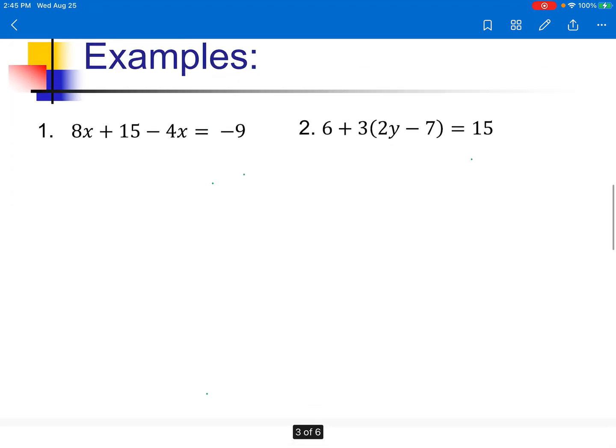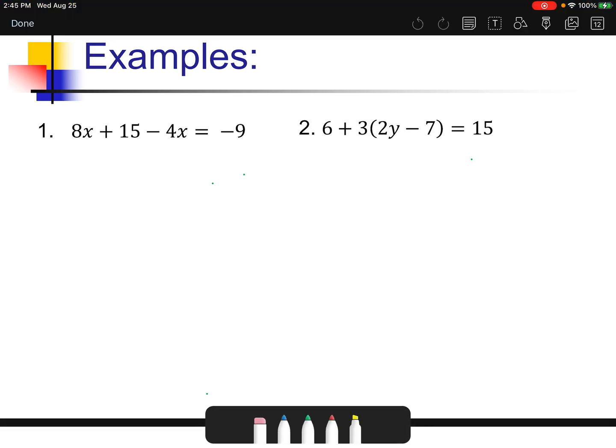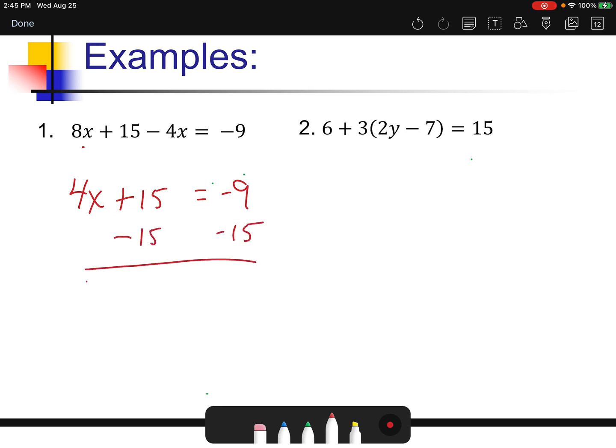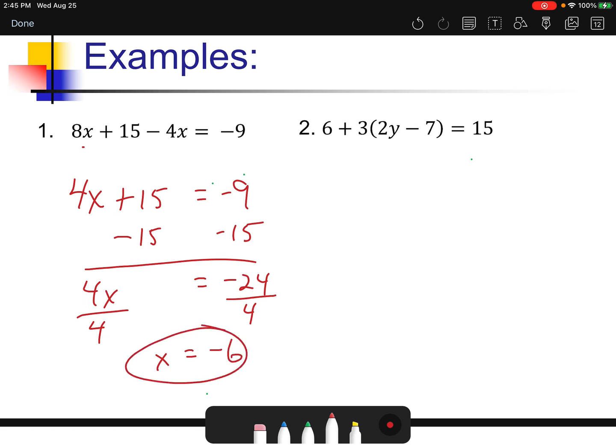So on number 1 here, example, we can go ahead and combine right now because 8x minus 4x is 4x. So this one isn't too bad. And then we work our magic, undo the plus 15, and we get negative 24, and then undo the multiplication of 4 by dividing, and we get negative 6. So that worked out real simple. But on 2, we have parentheses.